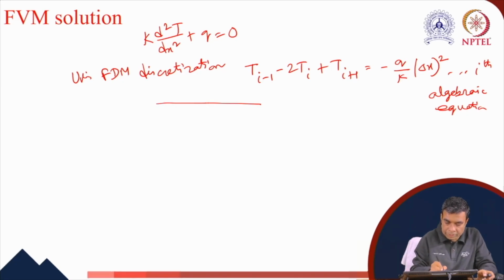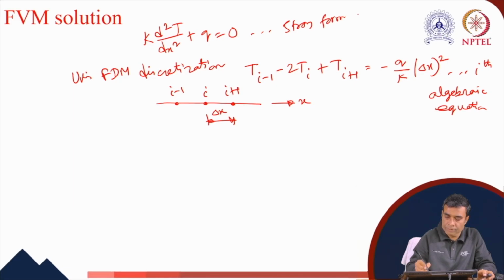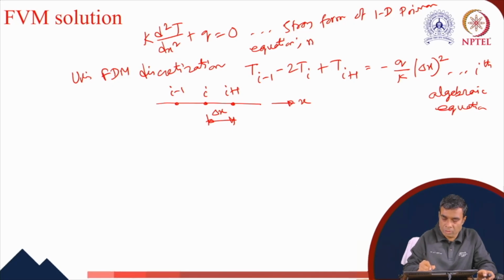So there is a mesh stencil. Part of this I am showing here. This is the ith node. This is the (i+1)th node. And this is the (i-1)th node. This is the x direction. And the grid size in finite difference method, this is delta x. And this is strong form of one-dimensional Poisson equation. This particular form is known as the non-conservative form.